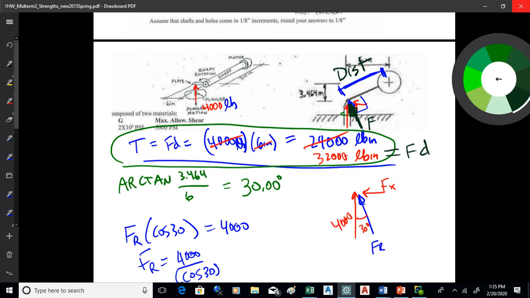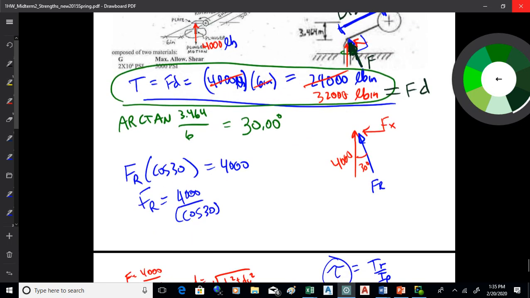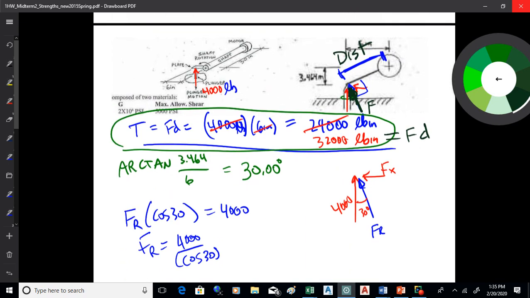Now, the thing here on this one is that to get that force, there's a common thing: we're given that the plunger pushes with 4,000 pounds. You don't take 4,000 times cosine 30. You take 4,000 over cosine 30 to get the force because of how that trigonometry works out. Okay.